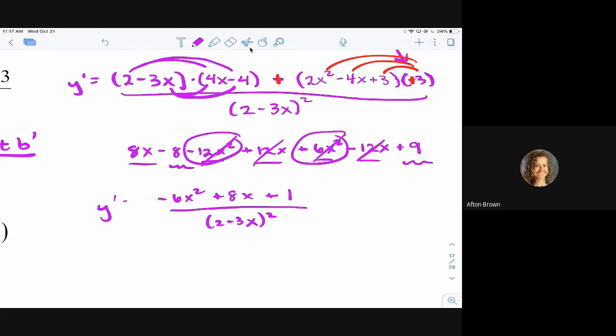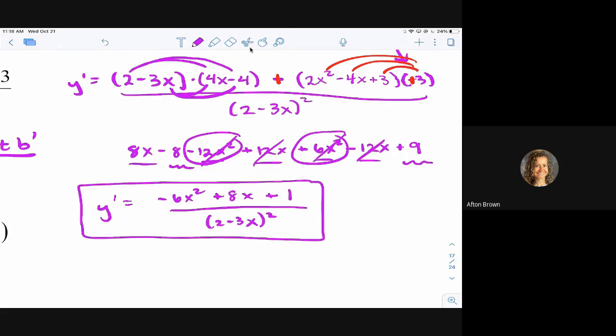We just found y prime. That's our answer. Quotient rule, most of the time we can't avoid it like we can product rule. Like we didn't have another option on this one. This is the only way we could have found the derivative. Why can't we factor out the bottom? You could, but it's just a lot of work.